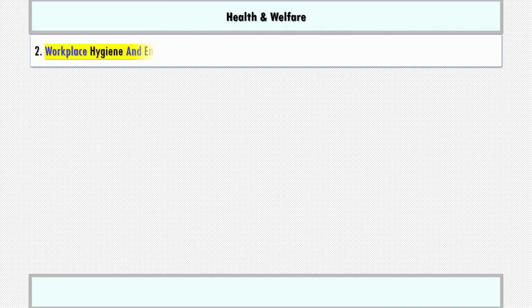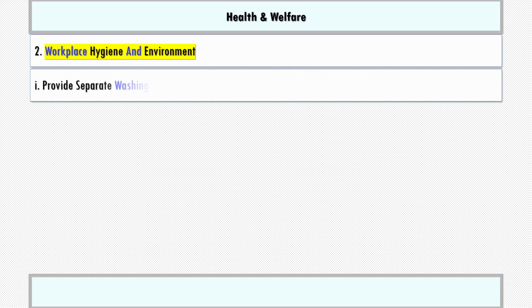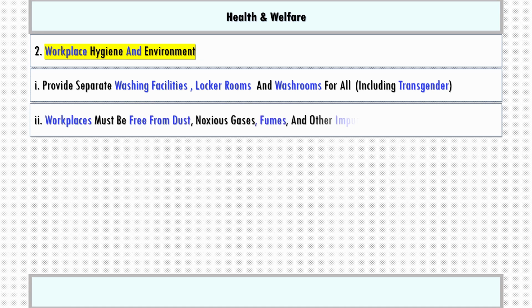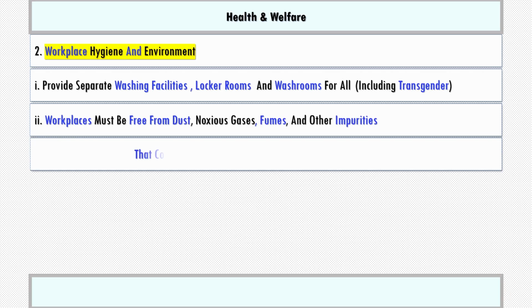Second set of health and welfare measures from the employer pertain to workplace hygiene and environment. Provide separate washing facilities, locker rooms and washrooms for all employees, including transgender. Workplaces must be free from dust, noxious gases, fumes and other impurities that could cause occupational diseases.